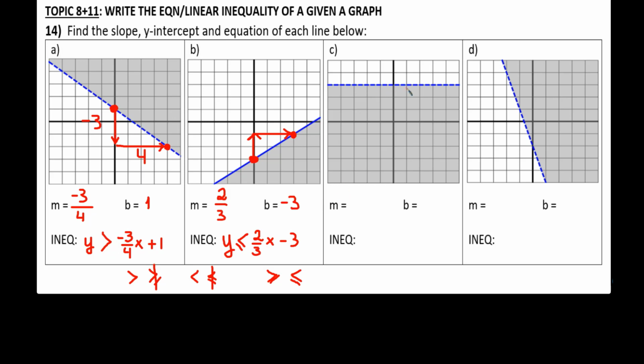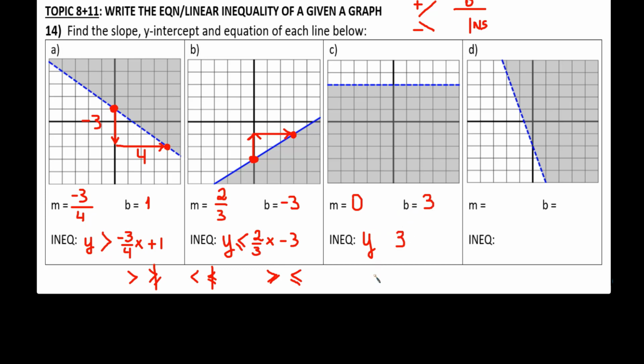Next one, I have a horizontal line. Please remember, if the line going up is positive, if it's going down is negative, if horizontal is 0, and if it's vertical is no slope. So since I have a horizontal line, I know the slope is 0. The line is touching the y-intercept at 3. So that means my equation will have y, the slope is 0, so I don't have to write the 0x, and then I write just 3.